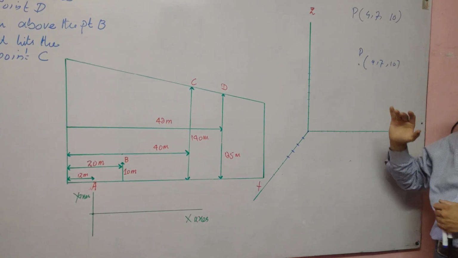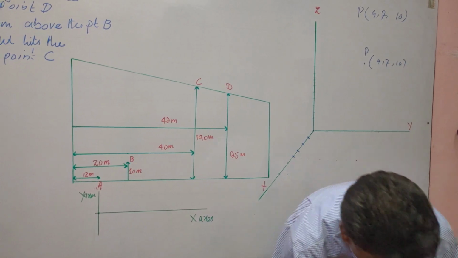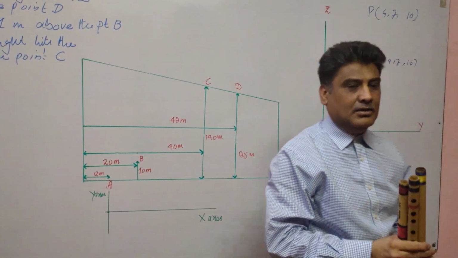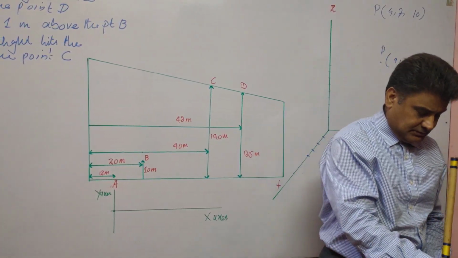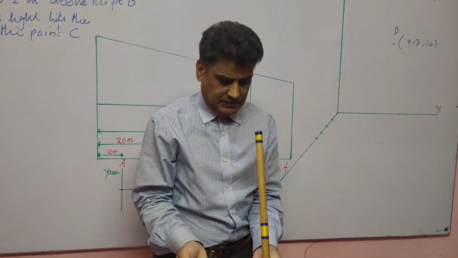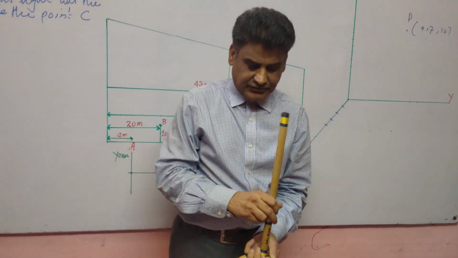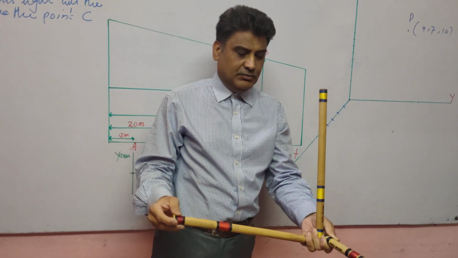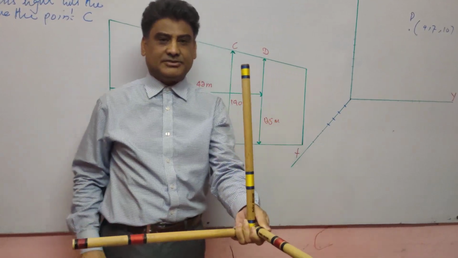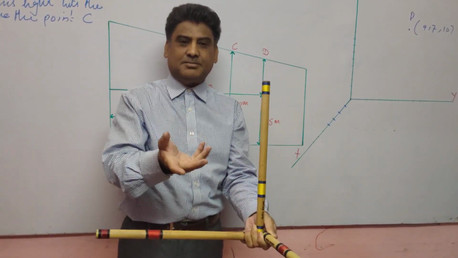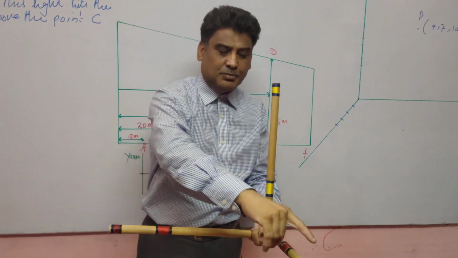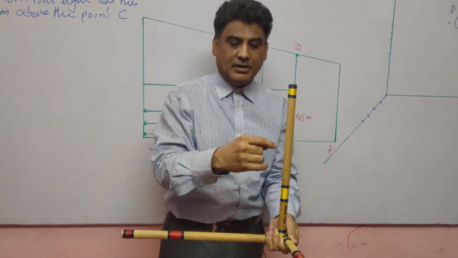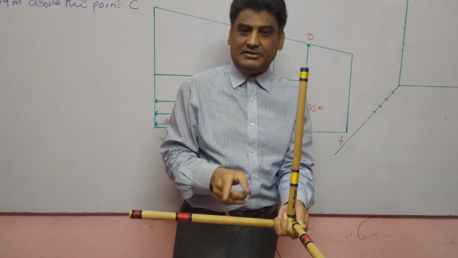To understand this better, we will take another example. For example, if we consider this is three-dimensional space, in three-dimensional space there are three mutually perpendicular planes: xy plane, xz plane, and yz plane.